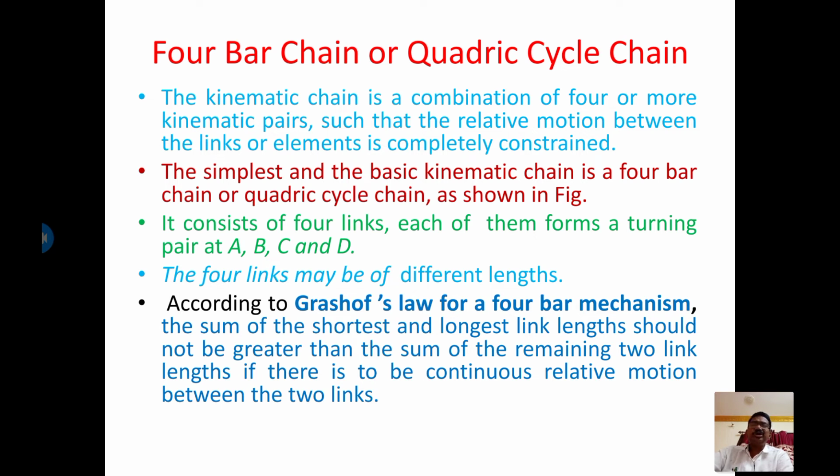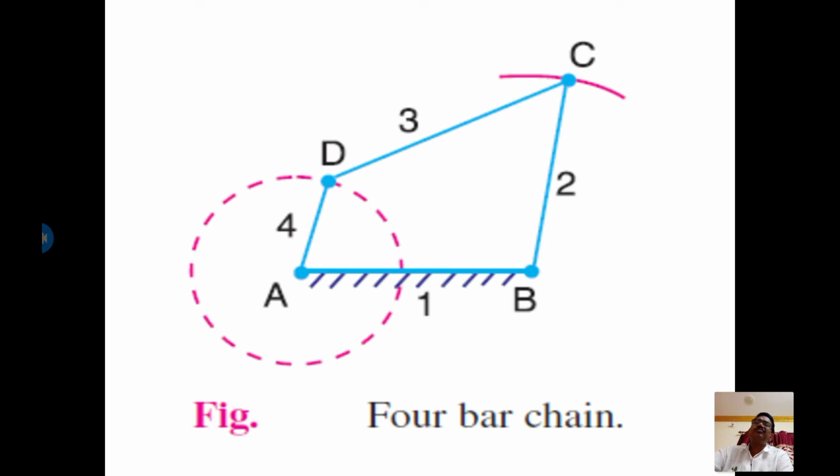If continuous relative motion is present, then a condition should be satisfied: the sum of the longest and shortest link lengths should not be greater than the sum of the remaining two link lengths. So this is Grashof's law for the 4-bar mechanism. This is one of the important points, maybe from a public sector exam point of view. For Grashof's law of a 4-bar mechanism, the sum of the longest and shortest link lengths should not be greater than the remaining two link lengths.